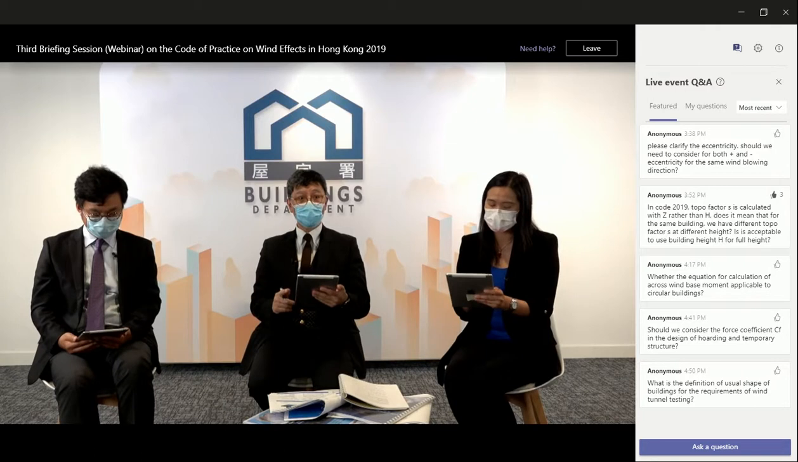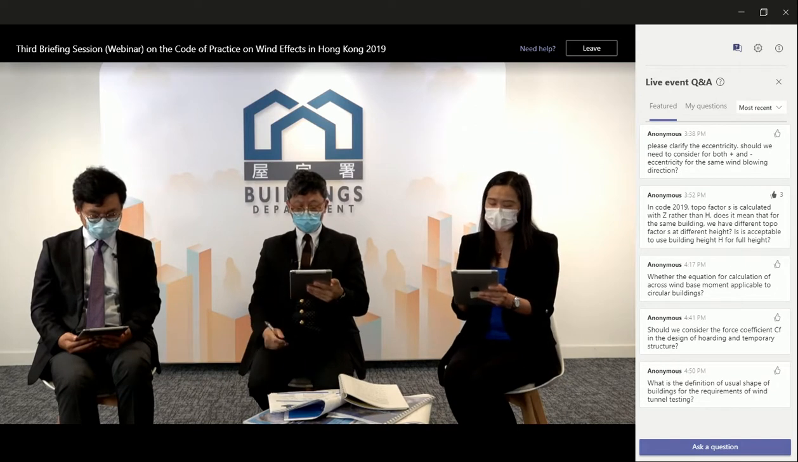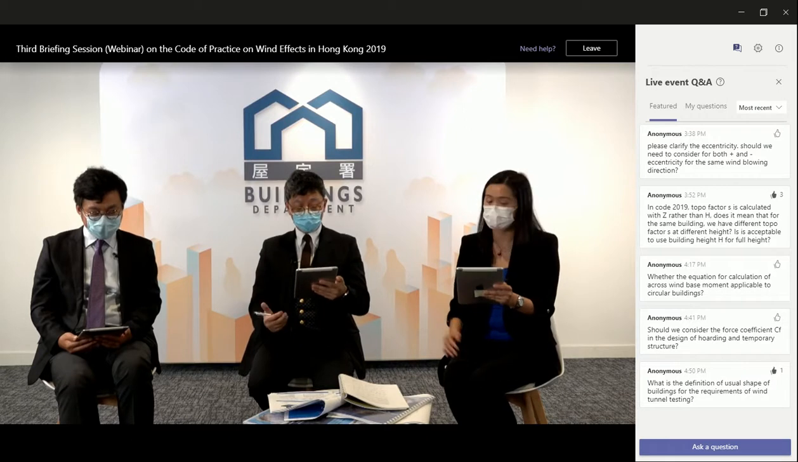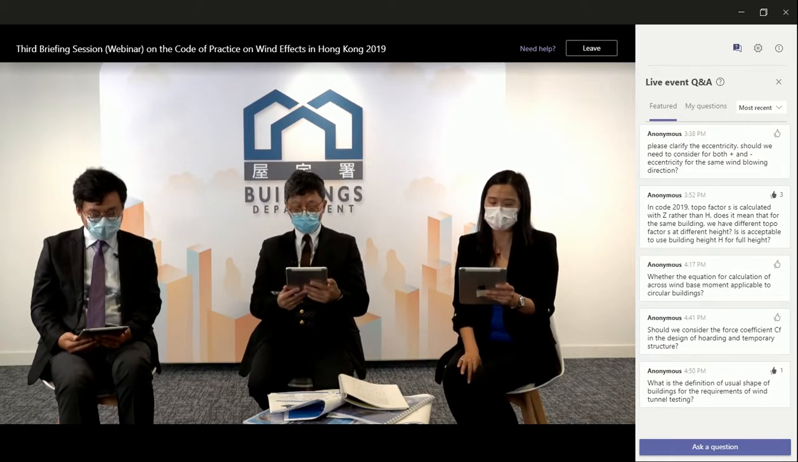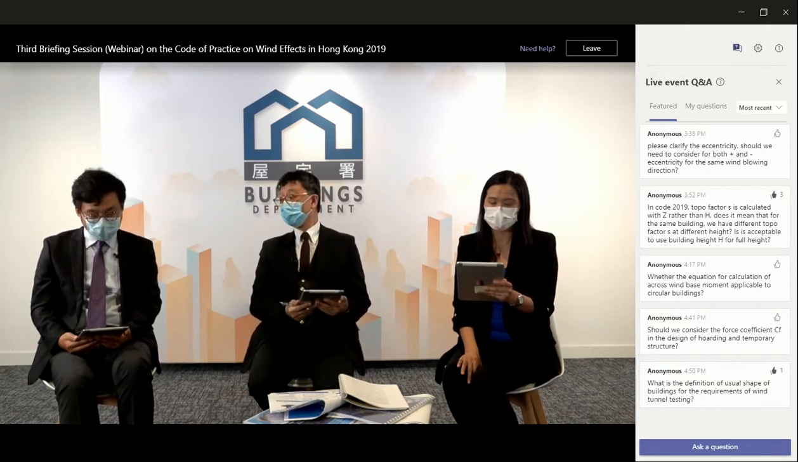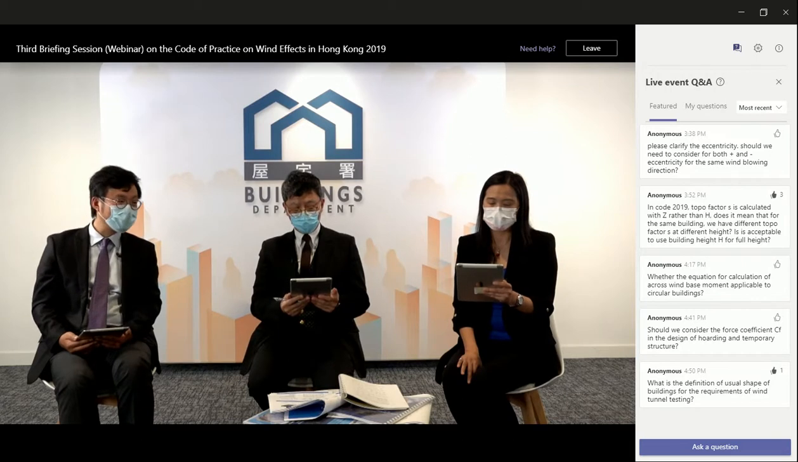So the next question is, in the code 2019, topographic factor is calculated with Z rather than H. Does it mean that for the same building, we have different topographic factor at different heights? Is it acceptable to use building height H for the full height? Yes, they need to calculate the topographic factor at the different levels, but the next question is, can they use the total building height for calculating the topographic multiplier?